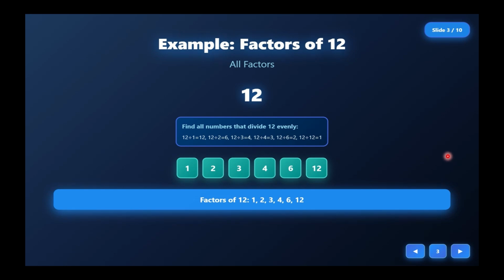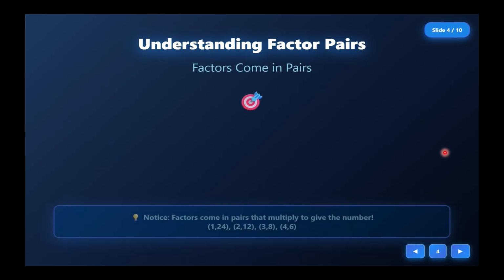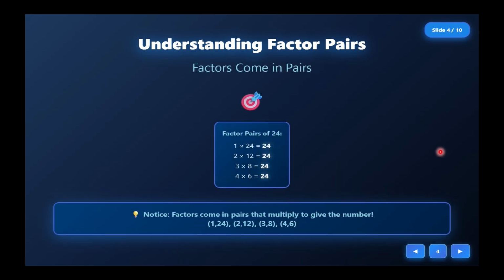But here is something really cool. Notice how factors come in pairs. This is where it gets interesting. Factors always come in pairs that multiply together to give you the original number. For the number 24, watch this. 1 times 24, 24. 2 times 12, 24. 3 times 8, 24. 4 times 6, 24. See the pattern? Every factor has a partner that it multiplies with to give you the 24.